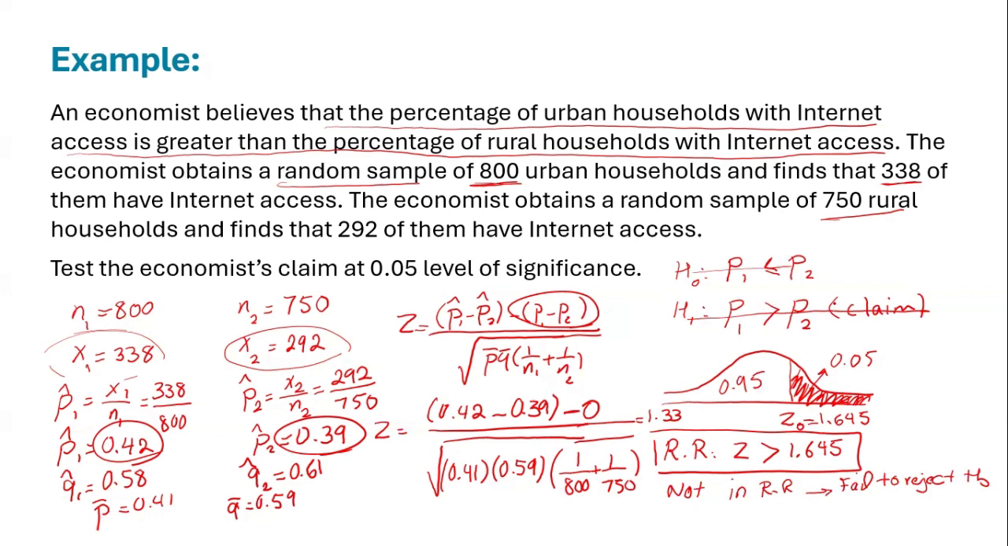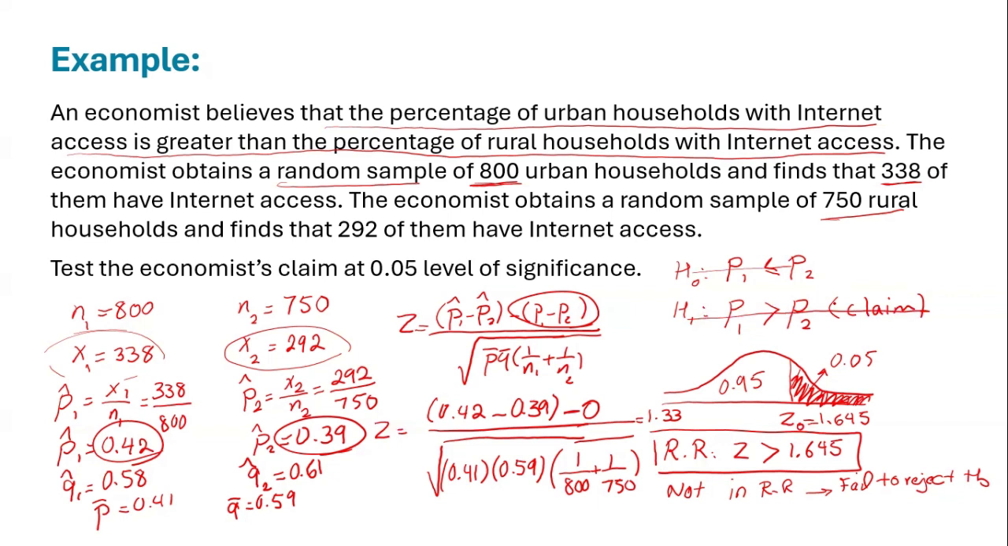If you reject the alternative, that means you reject the claim, so you don't have enough evidence to support the claim. So the answer is there is not enough evidence at 5% significance level to support the claim that a higher percentage of urban households have internet access compared to the rural households.